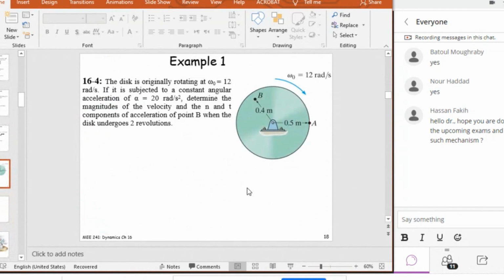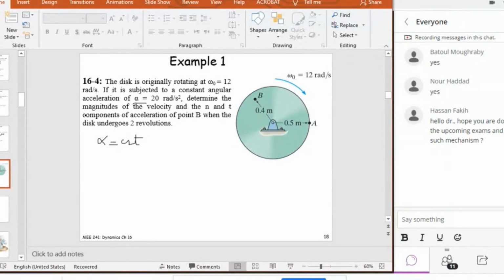So let's start with the first example here. This is the example of kinematics for a rotating rigid body. So I have here a disk that is originally rotating at omega 0 equal to 12 radians per second. So I know the initial angular velocity for this disk. It's subjected to a constant angular acceleration, alpha. So alpha is constant. This is a very important note.